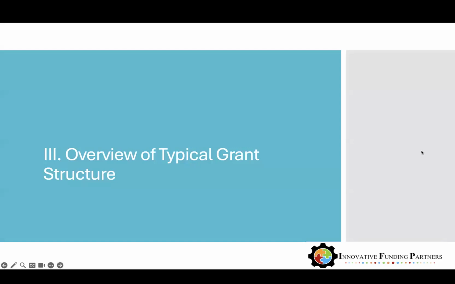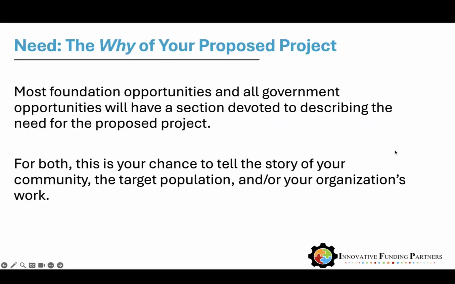Next, we are going to go through the overview of a typical grant structure, and this is similar across foundation and government grants. Both foundation and government grants will have a need section. It is called various things, and a foundation application may not even have a separate section necessarily, but somewhere in that proposal, you're going to have to speak to the why of your project. In a government proposal, it is often called the need section. For both, it's your chance to tell the story of your community, your target population, and or your work as an organization.